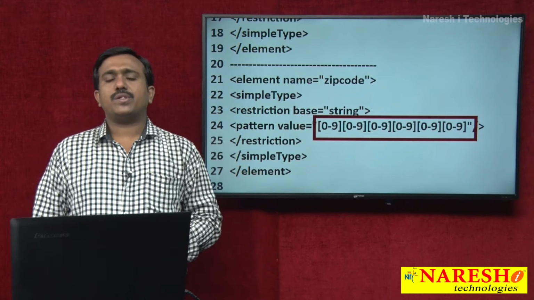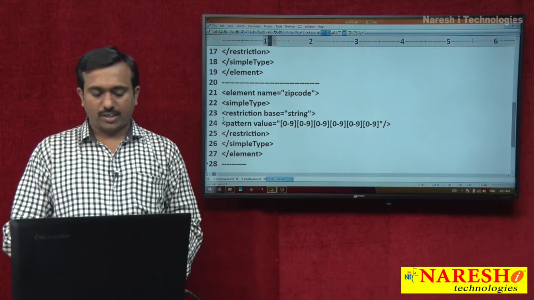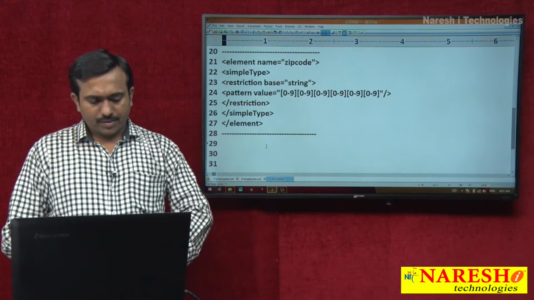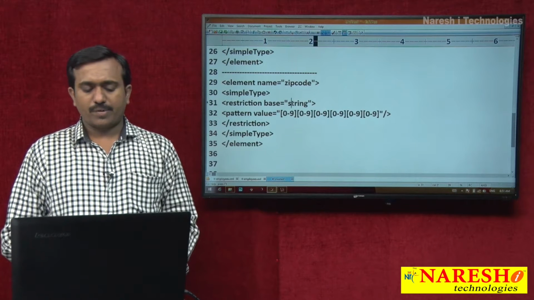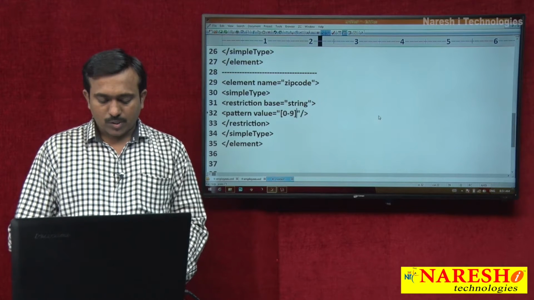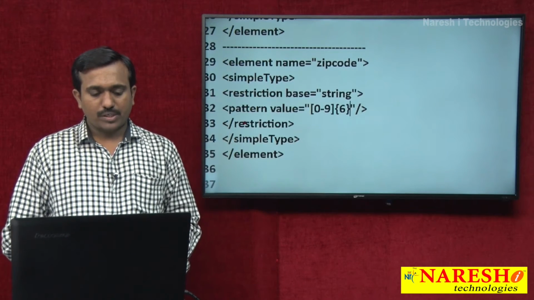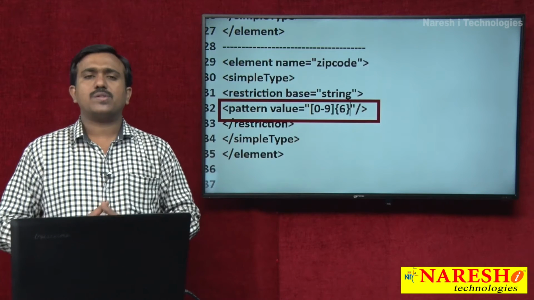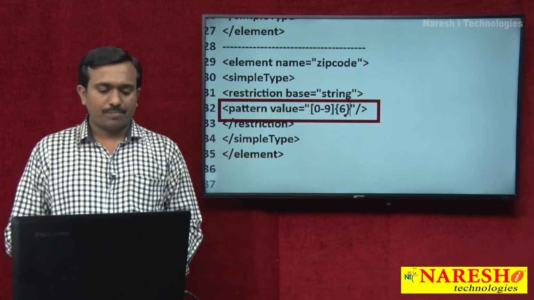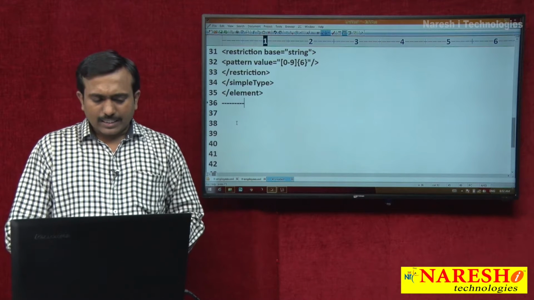The acceptable value is 6 digits, but writing these 6 braces is increasing the burden. So how to write the same condition with another alternative? Here the element name is zipcode, the restriction base is a string, and what type of characters do we require? 0 to 9 digits. So how many are required? 6. So another alternative to accept only 6 digits is to use a pattern like this. So your zipcode only allows 6 characters.